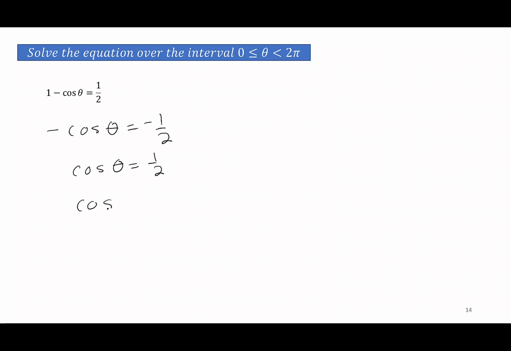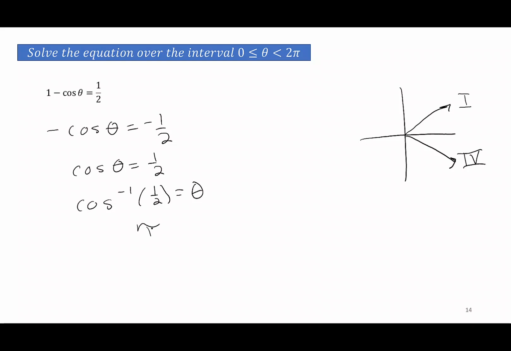Now I need to find the cosine inverse of 1 half in order to find theta. Cosine is positive in both quadrant 1 and in quadrant 4. So I know I should have 2 solutions to start. In quadrant 1, cosine theta will be pi over 3. In quadrant 4, theta will be 5 pi over 3.